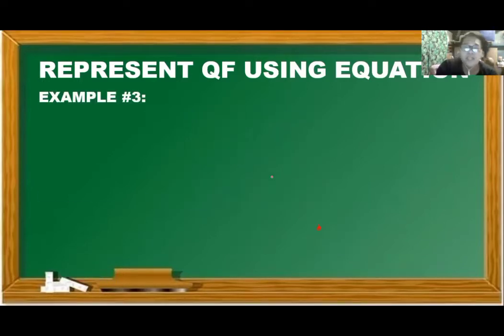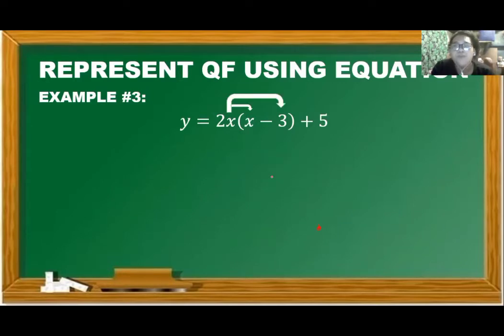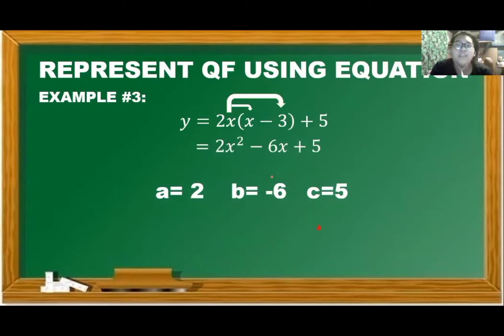So let's proceed now with example number 3. Here in example number 3, we have the expression y is equal to 2x multiplied by x minus 3 plus 5. The first thing that we need to do here is to distribute 2x to x and distribute 2x to negative 3, so that we will get the answer 2x squared minus 6x plus 5. Since this is already in standard form, we can now identify the values of A, B, and C. So our A is equal to 2, our B is equal to negative 6, and our C is equal to 5.